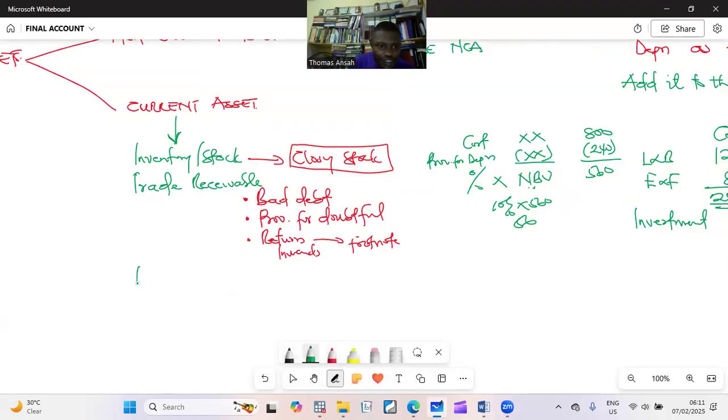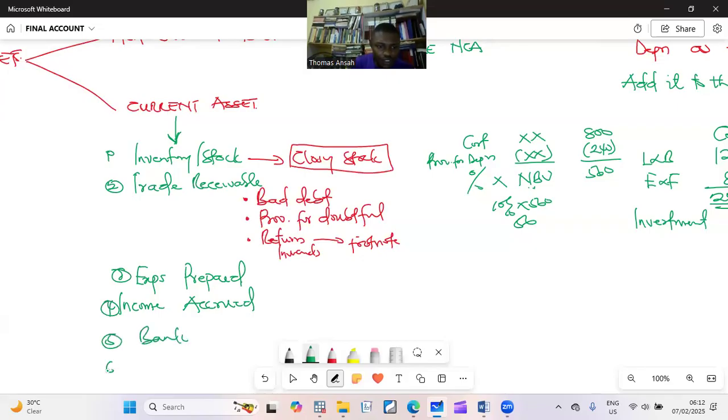After that, there is expenses prepayment. If there is any expense that has been prepaid, I'll show you how you go about it in the footnote. Remember, everything is about the footnote. Then we have income accrued, and I will explain that one to you. After these four, you have your bank, then you have your cash. Basically, that is that.